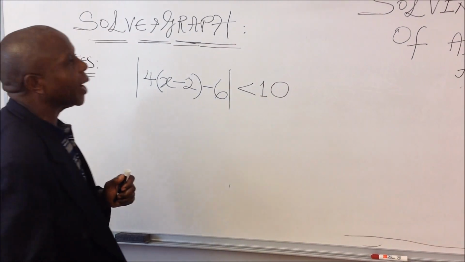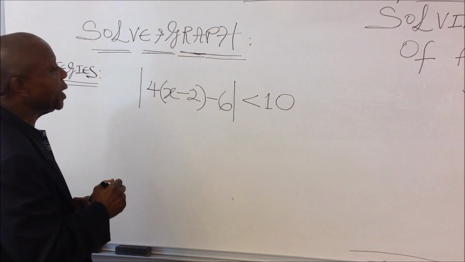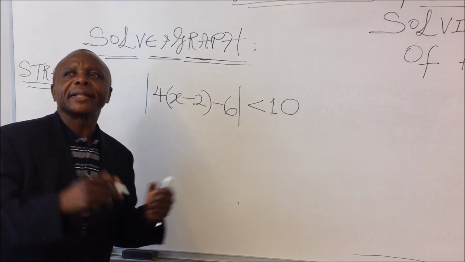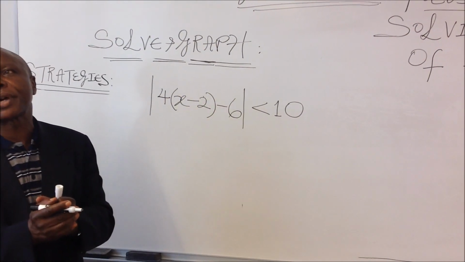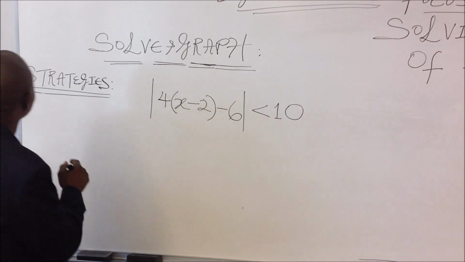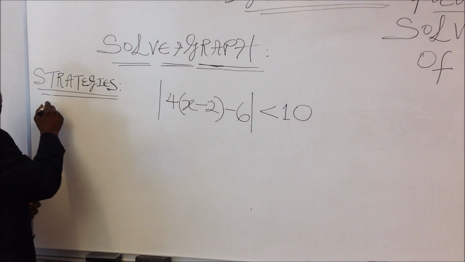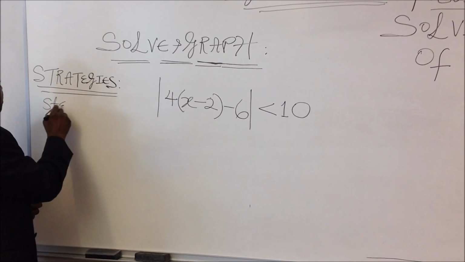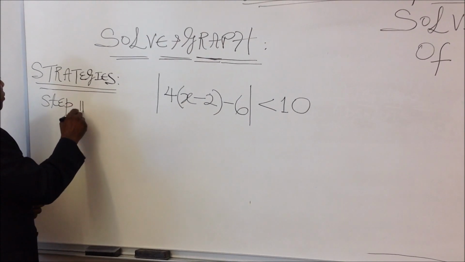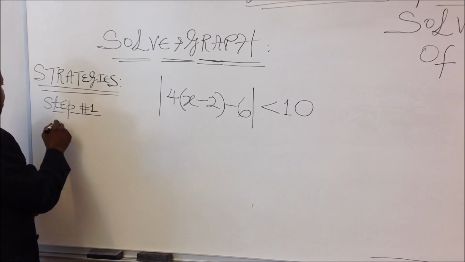Let us go ahead and get started immediately. So what will be our first step in this strategic problem solving process? Our first step will be to use the distributive property. Step number 1: the distributive property.